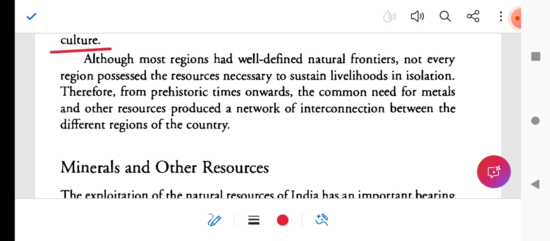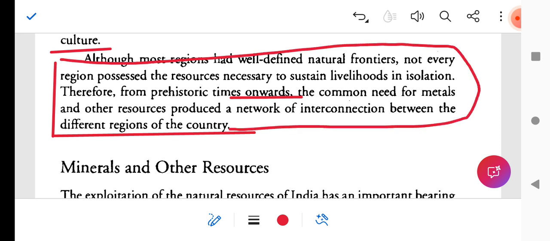Therefore, from prehistoric times onwards, the common need for metals and other resources produced a network of interconnection between the different regions of the country. Most of the Mahajanpadas during the Mahajanpada age conflicted with each other for capturing important locations which covered the iron and steel industries.